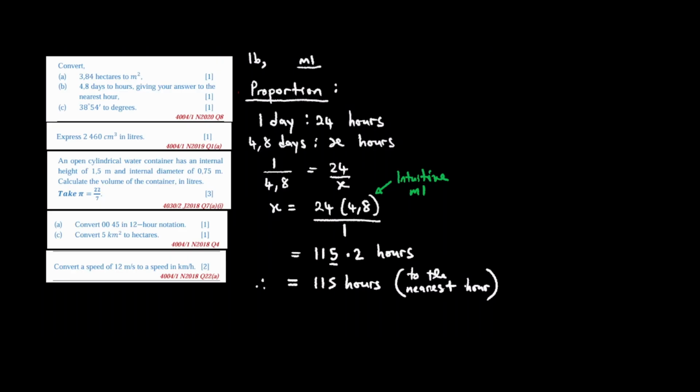Or you can just say if 1 day is equal to 24 hours, therefore 4,8 days is equal to 4,8 times 24. You arrive at the same thing. That's also another way of doing it. But there is a way I want to use that is a little bit complicated.